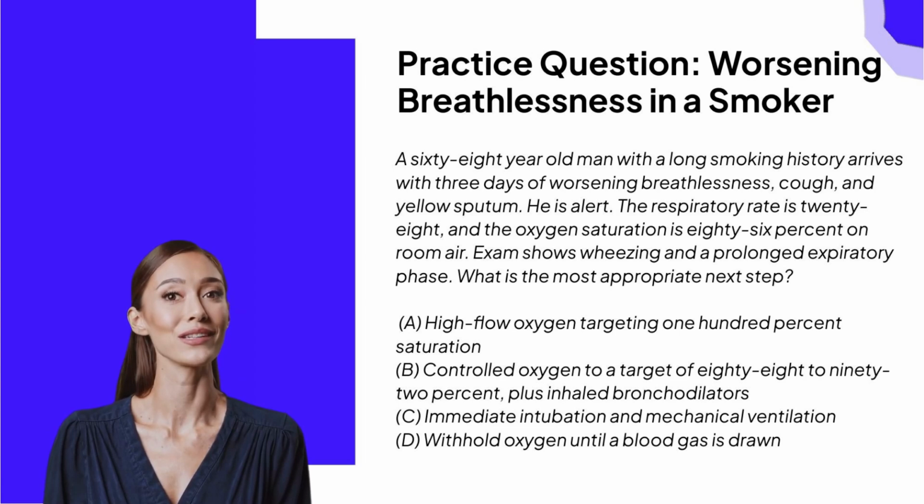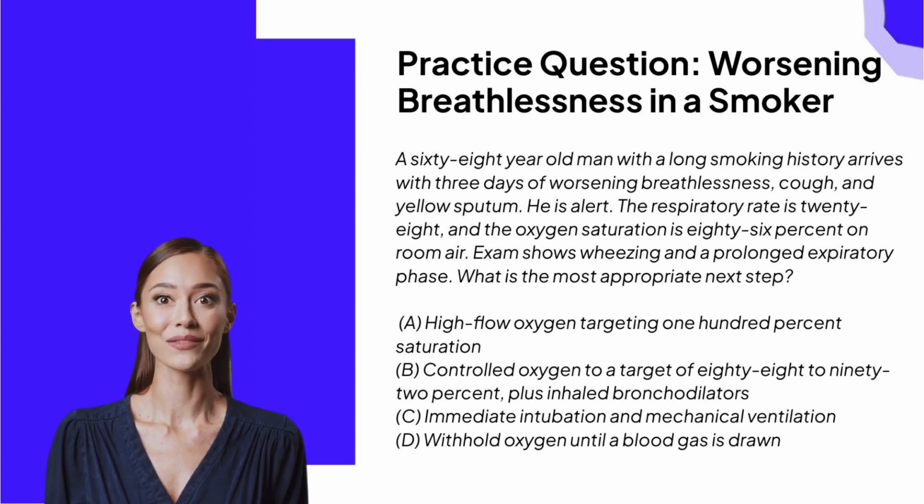Notice the slow course, the smoking history, and the wheezing. Look at the answer choices and decide how much oxygen you would give and whether this alert, stable patient needs a breathing tube right now. We will walk through the answer on the next slide.